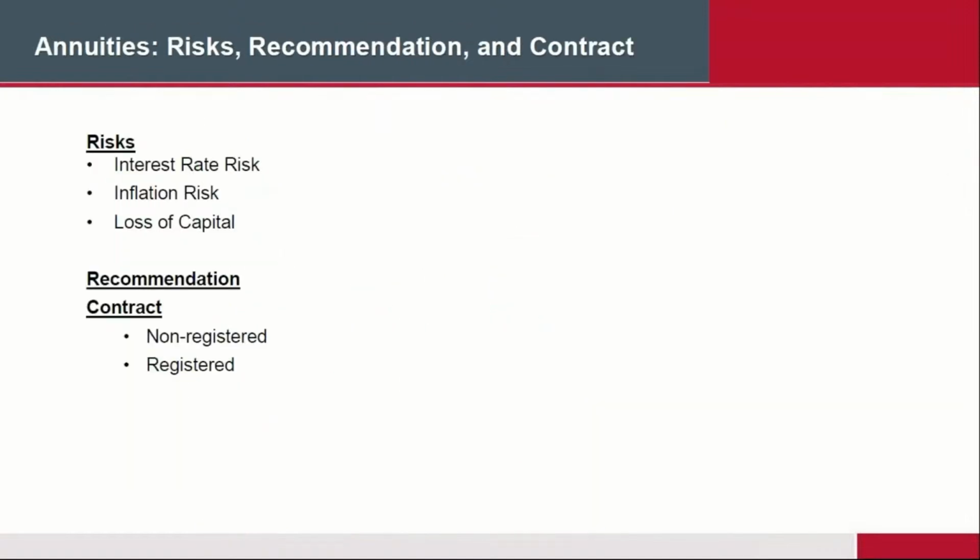So what about risk? Do we have any risk? As I said, there's always risk of some sort. But in this case, the risks in an annuity are actually quite manageable. Because an annuity is a fixed income security, if you remember, for fixed income there is interest rate risk and inflation risk. There's also the risk of loss of capital.